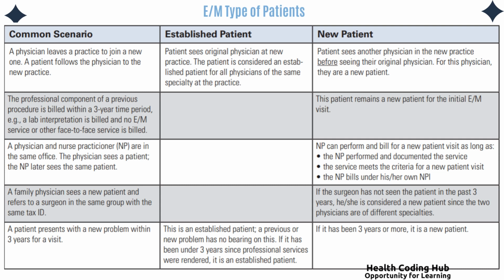The last scenario here, a patient presents with a new problem within 3 years for a visit. So for the same specialty or the same facility, definitely it will be an established patient, because whether it is a new problem or an established problem, he visited the same physician, so it will be considered an established patient. And to become a new patient, he needs at least 3 years of time.